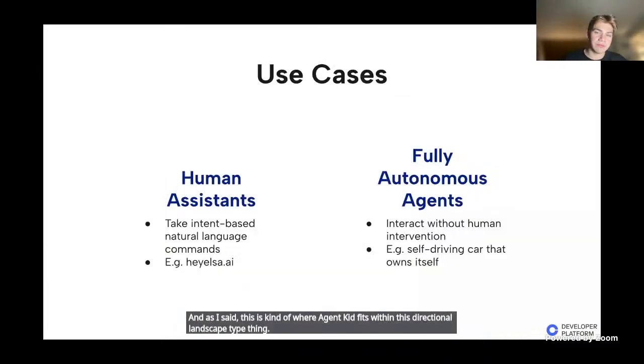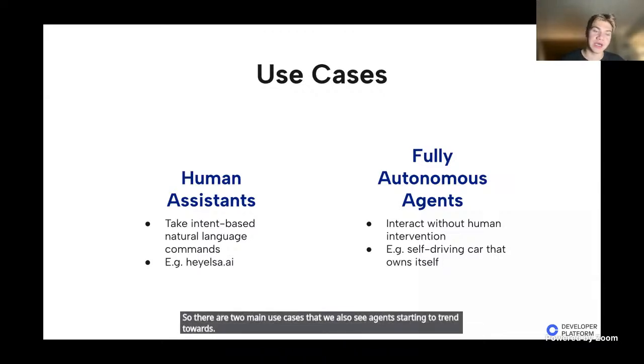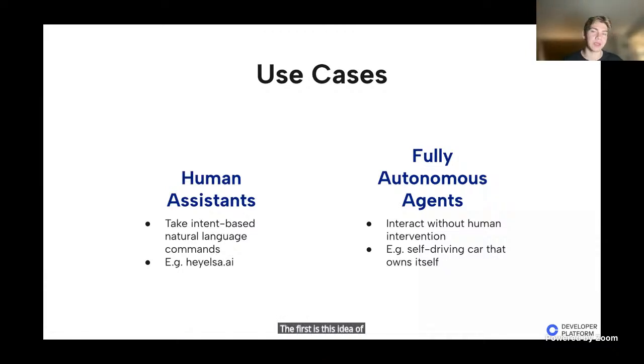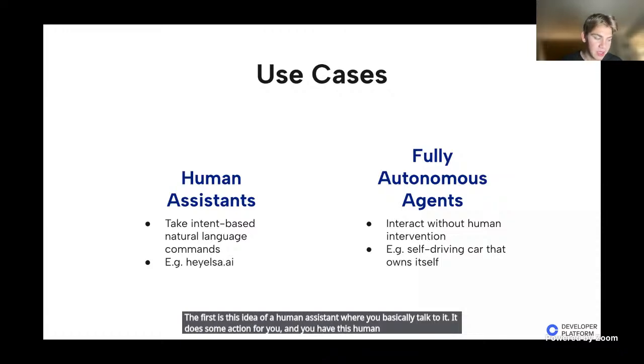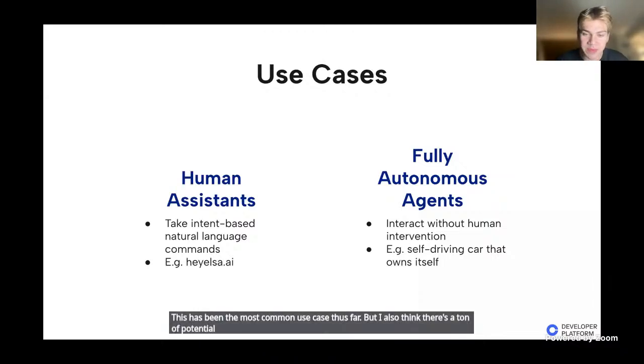So there are two main use cases that we also see agents starting to trend towards. The first is this idea of a human assistant where you basically talk to it, it does some action for you, and you have this human in the loop at all times. This has been the most common use case thus far, but I also think there's a ton of potential in the fully autonomous agent space where agents are able to interact without true human intervention.